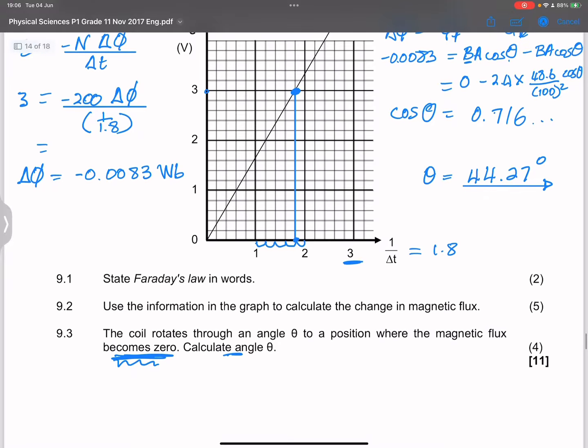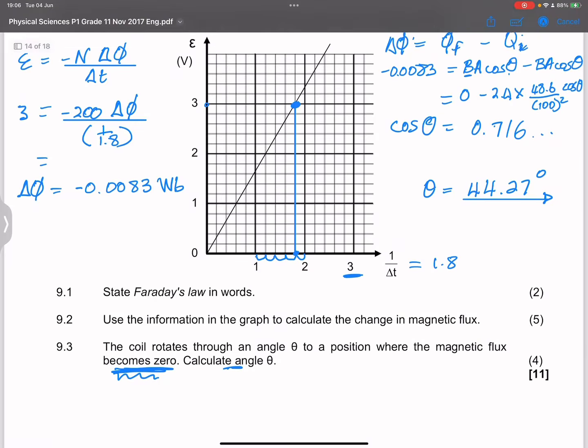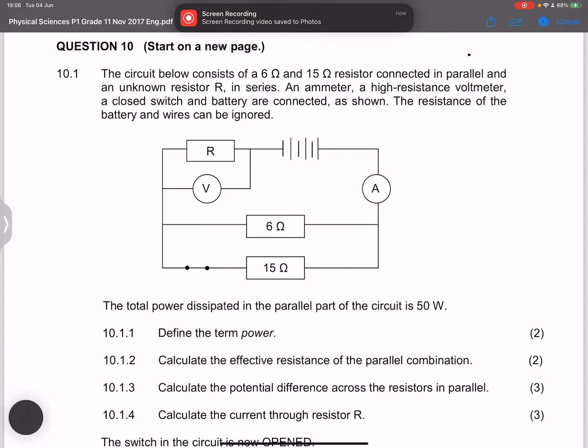All right, so that is really how that question ends. Let's go to the last question. And finally, ladies and gents, question 10. So they ask us to look at the circuit. They say the circuit below consists of a 6 ohm and a 15 ohm resistor connected in parallel to an unknown resistor R in series, an emitter, a high resistance voltmeter, a closed switch, and a battery are connected as shown. The resistance of the battery and the wires can be ignored.